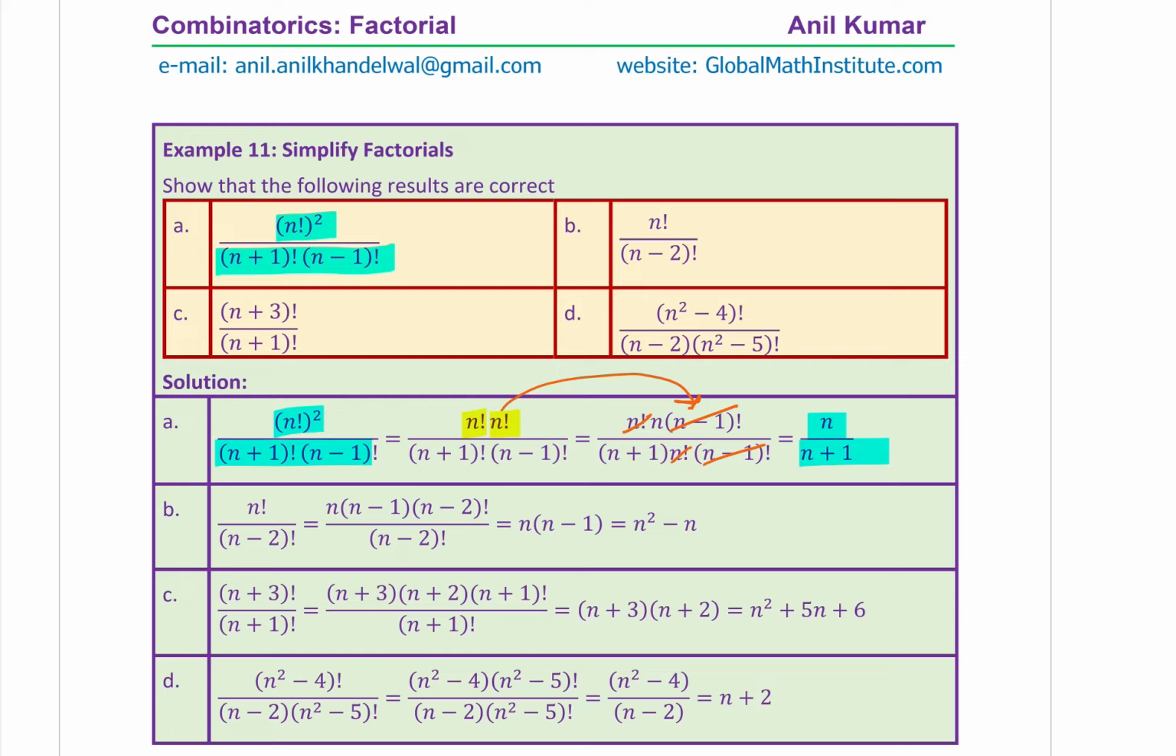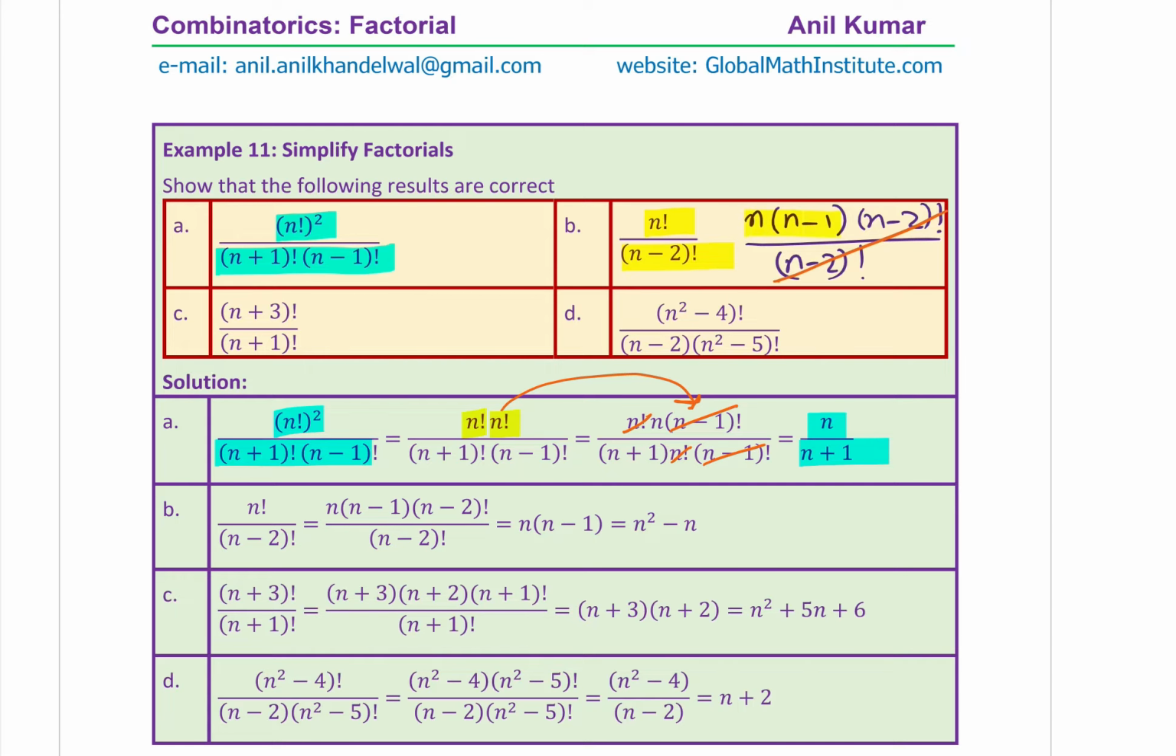Correct. Now let's take up the next example, which is n factorial by n minus 2 factorial. Come on, what should be your strategy? Well, clearly, the numerator can be written as n times n minus 1 times n minus 2 factorial. That's the whole idea. Divided by n minus 2 factorial. Correct. And then cancel the factorial terms. You're left with the answer, which can be written in expanded form.